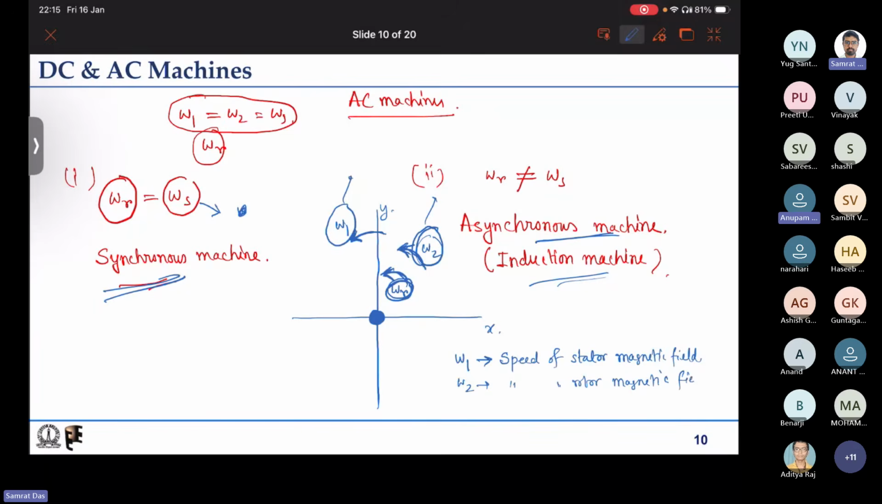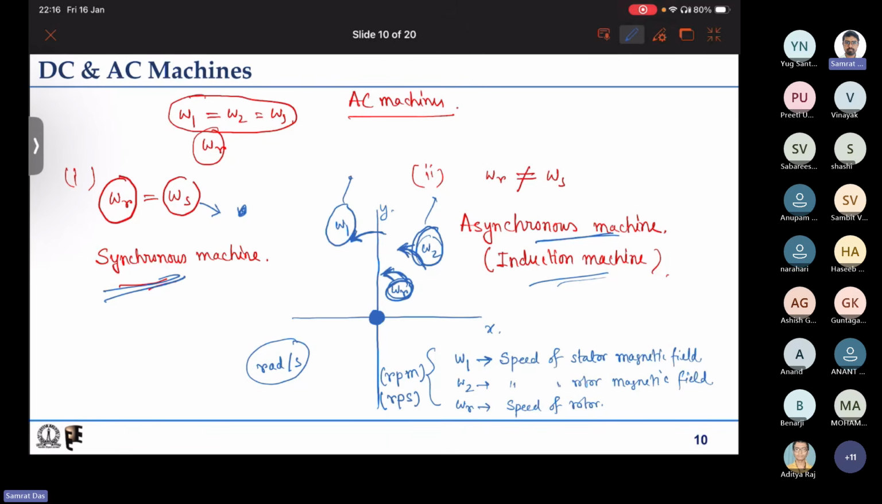Can you please mention the units also? This is the speed of the rotor. All are in RPM or RPS, whatever you can have, the same unit basically. Revolutions per minute, revolutions per second, any unit you can have, all in the same unit. Even radian per second is also one option. Sir, we can write omega s also, right?